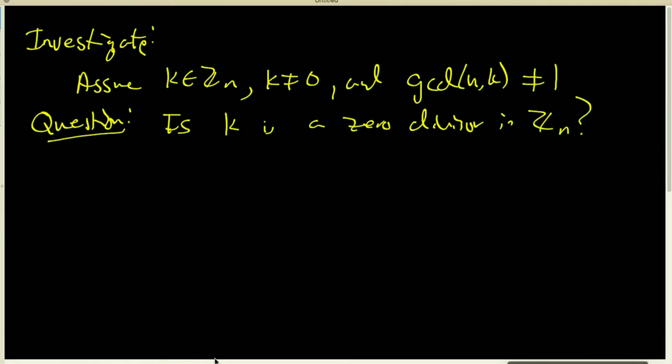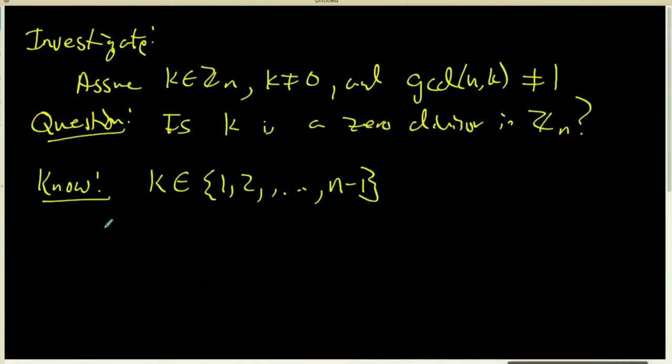So in order to investigate this question, we're going to start with what all of these pieces of information actually tell us. Well, the first two things let us know the following. Since k is inside Zn and k is not equal to 0, k is in the set {1, 2, 3, 4, 5, 6, all the way up to n minus 1}.